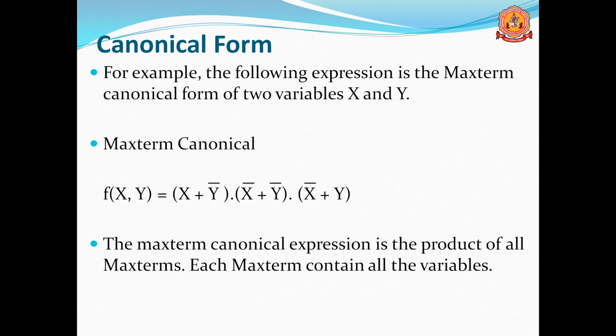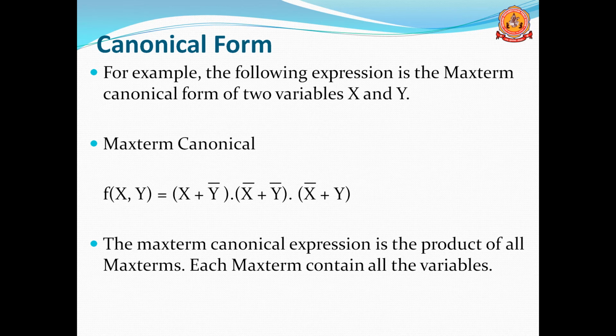For example, the following expression is in max term form. We'll move to the max term. If you take the max terms, one is x plus y dash. Second max term is x dash plus y dash. Third one is x dash plus y. These are the max terms. The max term canonical expression is the product of all the max terms.